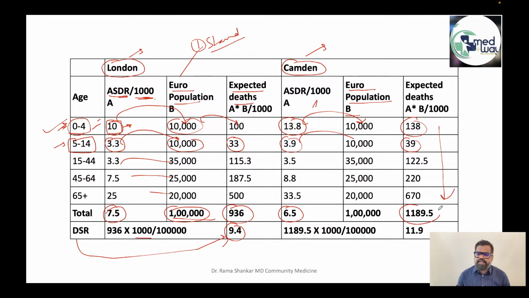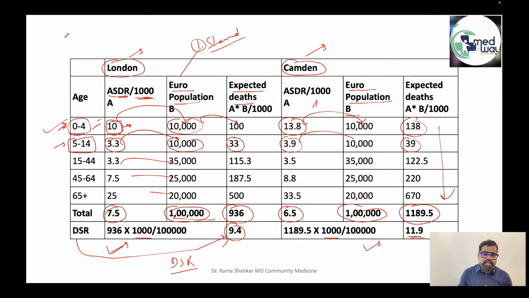We got 1189.5, which is dying in 1 lakh standard population. How many in 1,000? It is 11.9. So DSR, direct standardized rate, for London is 9.4 and for Camden is 11.9. Now, based on DSR, I can easily say London is performing better than Camden. But when I said based on crude death rate, it looked like Camden is performing better than London, which is wrong.